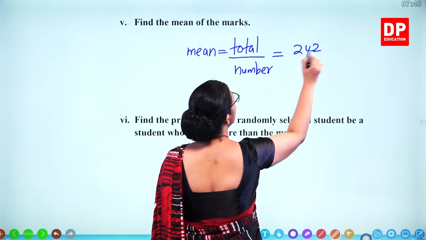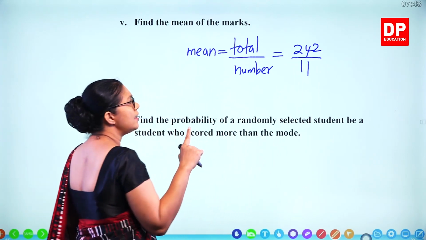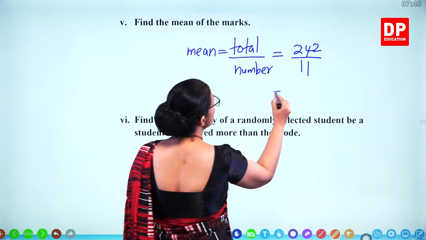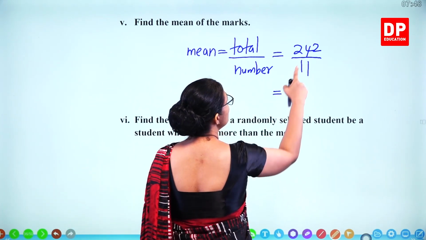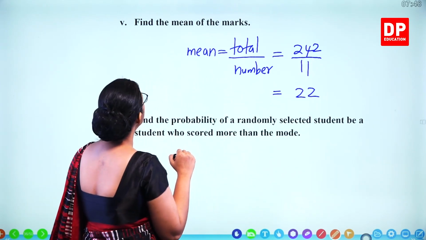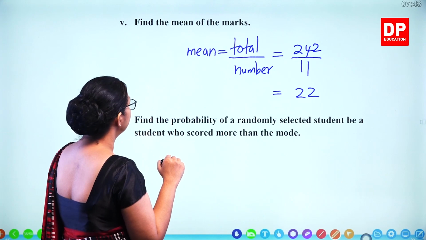And 42 divide by 11. 11 numbers are there. What's the division? 11 times 2, 22. 2 remaining. For 22, that's 2. So 22 is the mean mark.